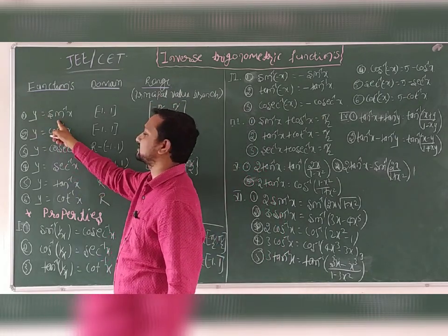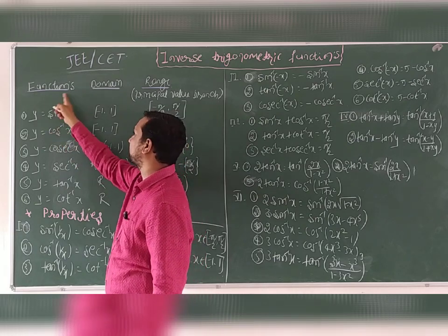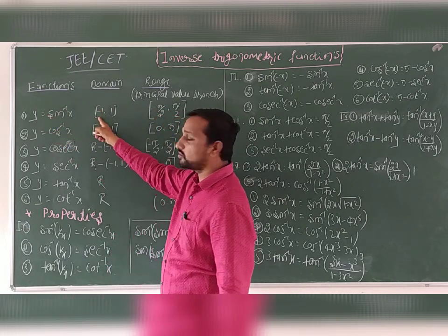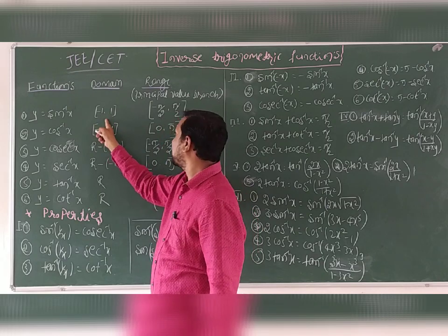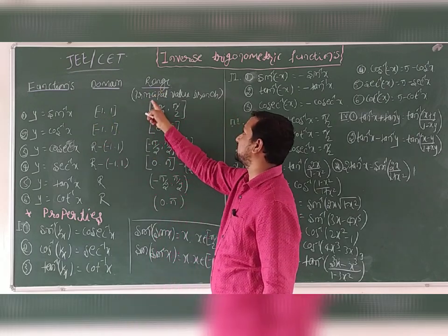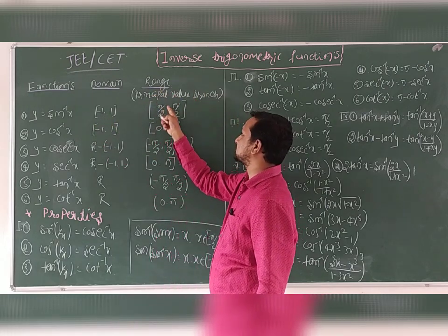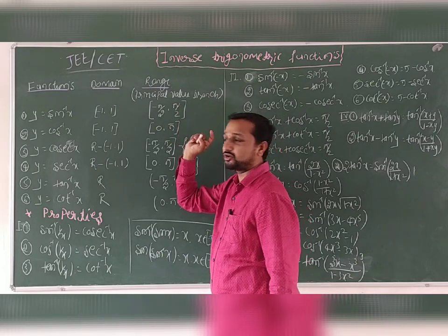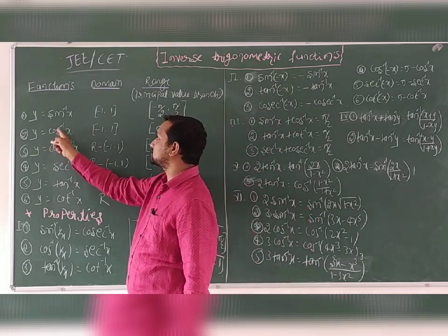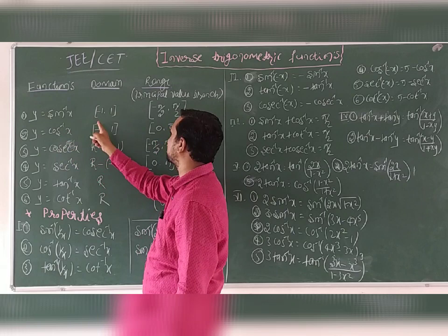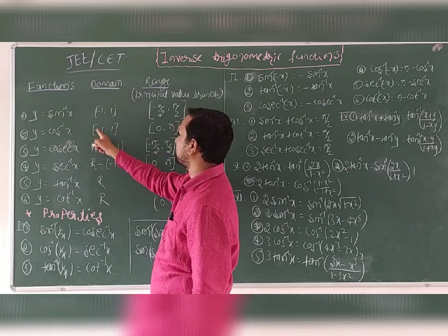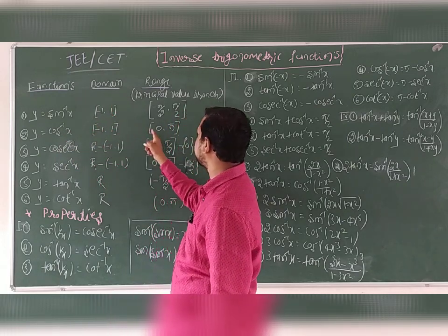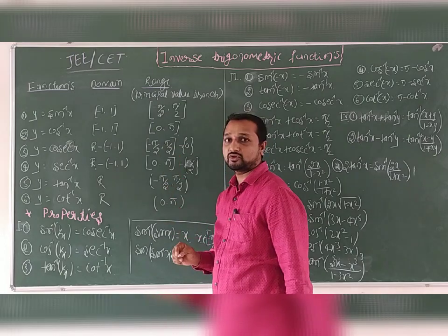So y equal to sin inverse x. The sin inverse x is one function. Its domain is the closed interval -1 to 1, and its range, the principal value branch, is -π/2 to +π/2. Like that, the cos inverse x function has domain -1 to 1, and its range is 0 to π.